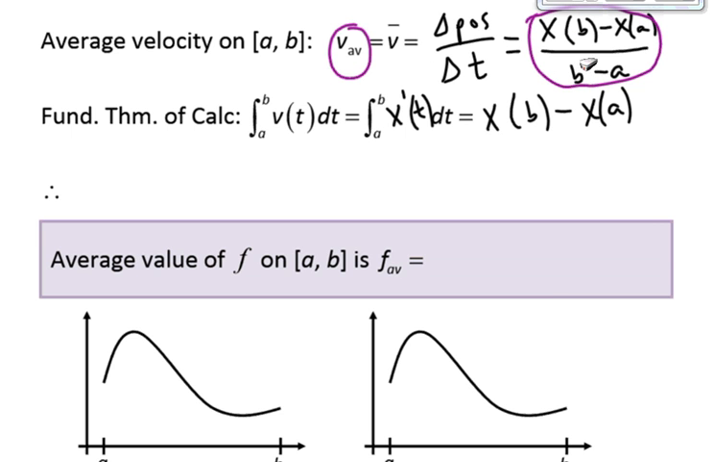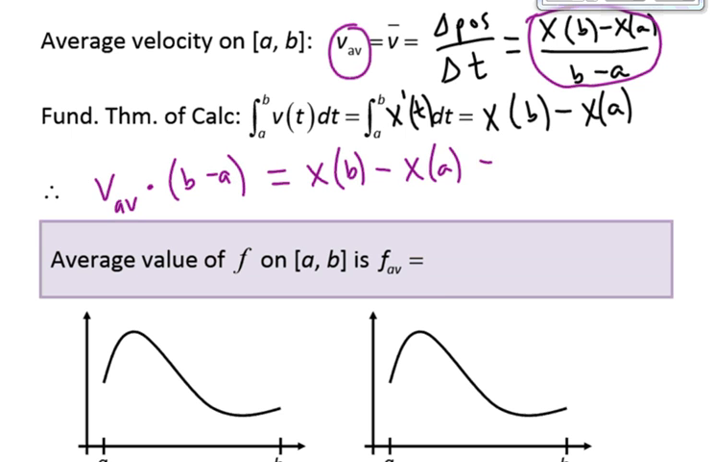What I'm going to do is multiply both sides by b minus a. So that means I'm going to get average velocity, v average, and then I'm going to multiply by the denominator b minus a. Okay, so what would that equal? That would equal the numerator that I have, x of b minus x of a, which is equal to the integral from a to b of velocity.